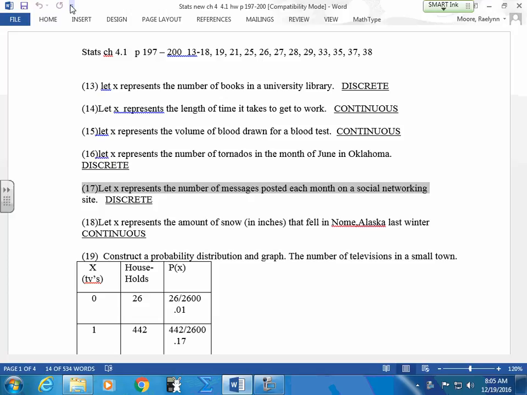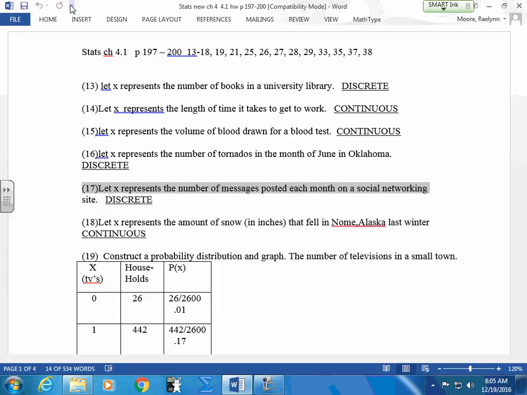And continuous kind of says the thing. It continues all the way through the number line. You take every single number on your number line. Think of it that way. Decimals and fractions. The amount of time it takes to get to work, it could take me 3.5 hours. It could take me 2.2 minutes. Okay, so if it's continuous, if I can make a decimal, I'm continuous.